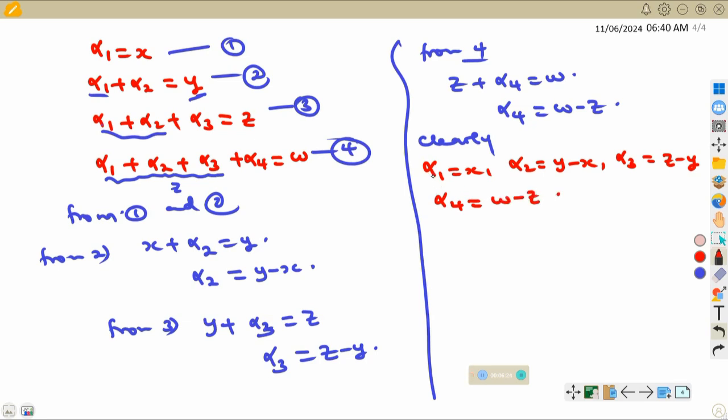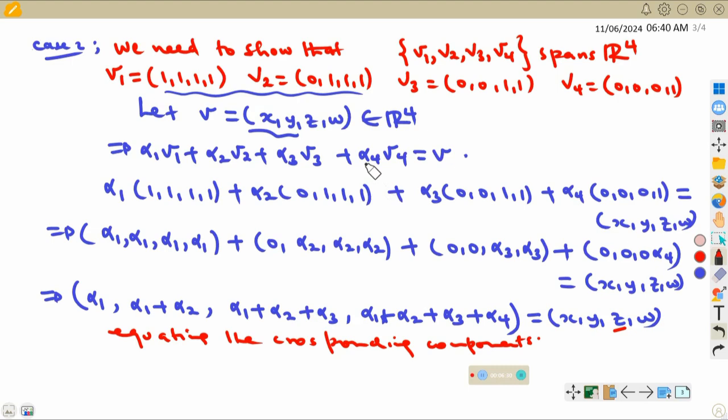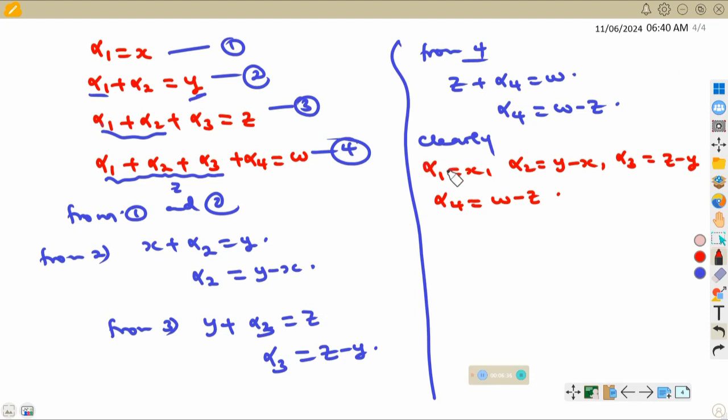So clearly we can see that for any vector from R to the power 4, we are able to get the scalars, that is alpha 1, alpha 2, alpha 3, and alpha 4, because these will be defined values. These will be real numbers. So we can obtain alpha 1 if x is known. We can obtain alpha 2 if y and x are known. We can obtain alpha 3 if z and y are known. We can obtain alpha 4 if w and z are known.